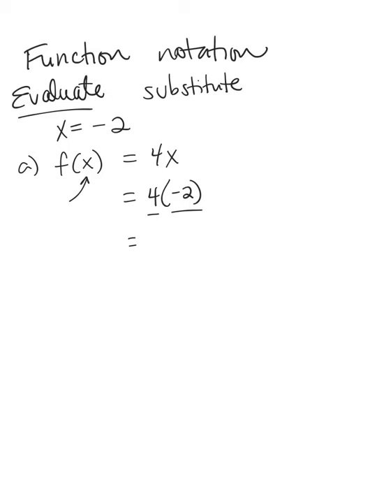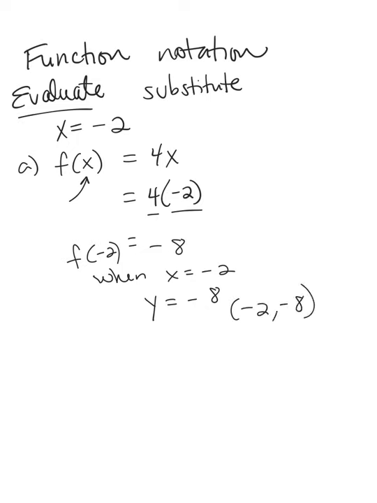4 times -2. This means, where is this? Number 7? Well, are you at the very top of your paper? Yeah, that when x equals -2, y is -8. So my ordered pair is -2, -8. This is just a fancy way of saying y.